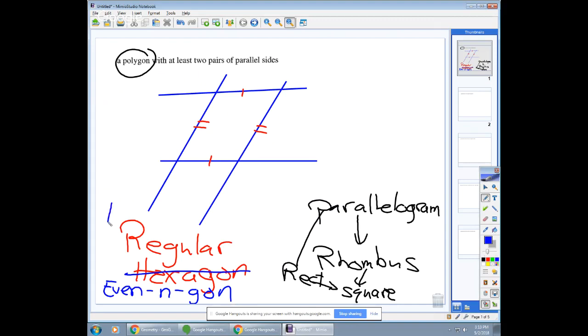However, it turns out this captures a lot of them, but it's a little too restrictive. The square would fall under this regular even n-gon, but a rhombus wouldn't and a rectangle wouldn't, though they both fit part of that description.